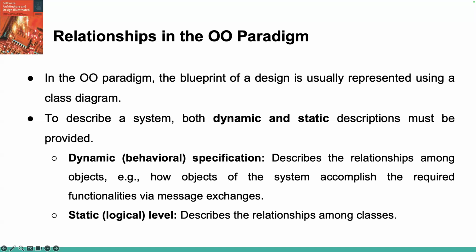And static specification, this describes the relationship among the system's classes. It's the structural or logical view showing how classes are connected, such as through inheritance, associations, or dependencies. For instance, a car class may have a relationship with an engine class, representing how the two are related at the design level. Both views are crucial to understanding and designing an effective system in an object-oriented paradigm.